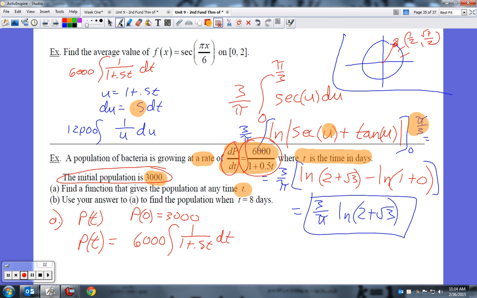Okay? So 12,000. The integral right here is the natural log of the absolute value of u. u is this guy right here. So here we go. We have 12,000 times the natural log of the absolute value of u, which was 1 plus 0.5t. Correct me if I'm wrong. Plus C is equal to P of t. But I need to find C.